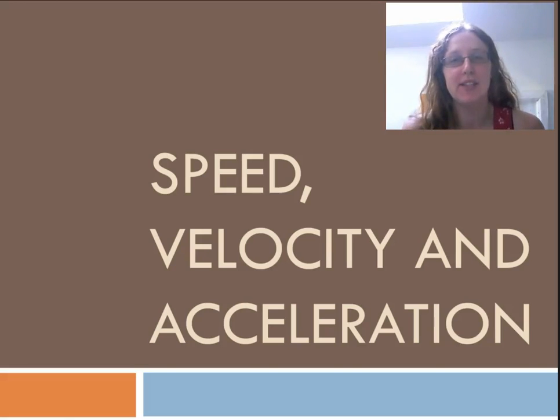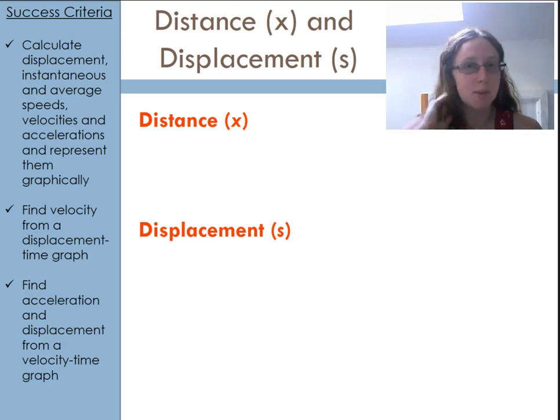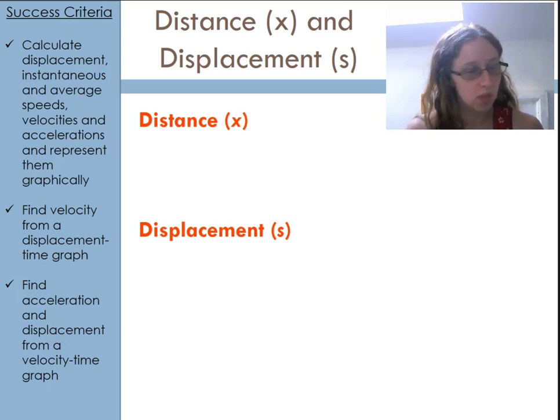Okay, our next topic is kinematics, which is all to do with graphing the way that objects are moving. You can also sometimes refer to this as talking about speed, velocity and acceleration. Just to get your head around what we're going to be doing, by the end of this you need to be able to calculate displacement, instantaneous and average speeds, velocities and accelerations, and be able to represent those graphically. Find velocity from a displacement time graph, find acceleration and displacement from a velocity time graph.